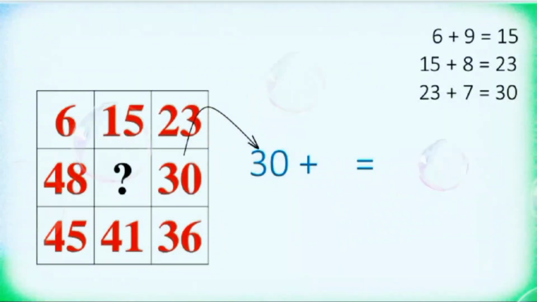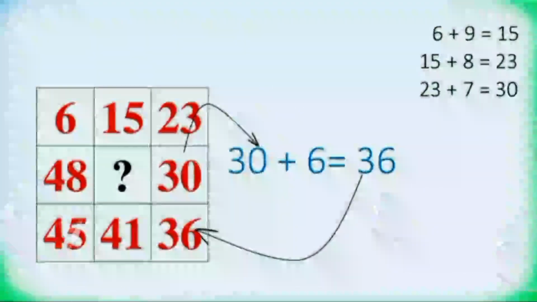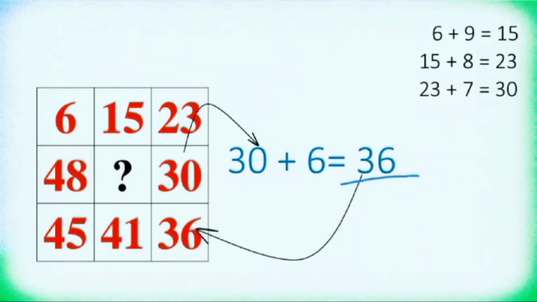Next I am taking the number 30 and observed that by adding 6 to the 30 we can get the next number, which is 36. So I am adding 6 here. By adding 6 to 30 we got the number 36, which is our next number.